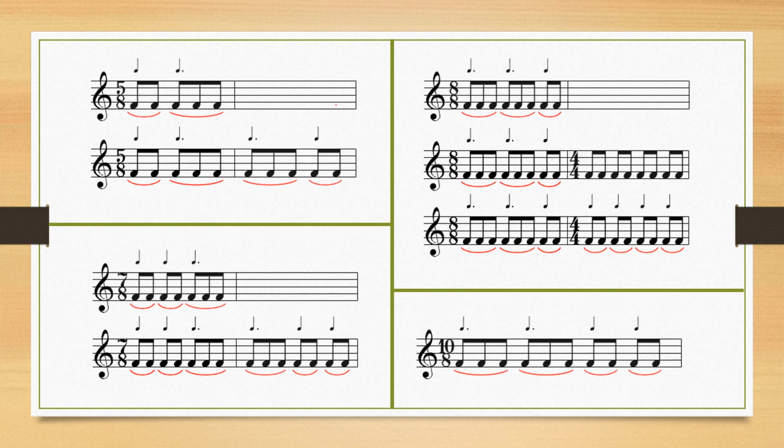And again, the big difference between 8/8 and 4/4 really just comes down to the fact that 8/8 is based on 2 compound beats and 1 simple beat, and 4/4 is just based on 4 simple beats.